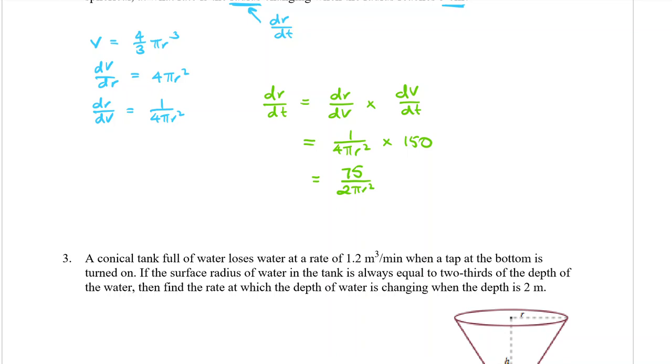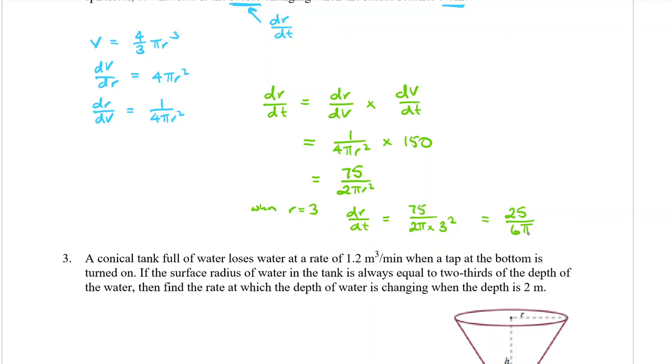But now I want to sub in that bit of information that I was leaving to the end, which was that the radius is equal to 3. So when r equals 3, we will get dr over dt equal to 75 over 2 pi times 3 squared, and exact, when you type that in, you get 25 over 6 pi.